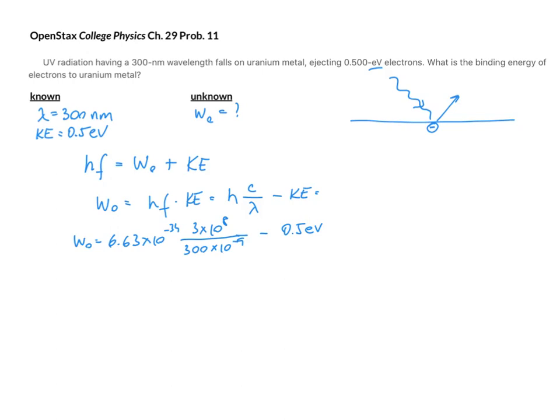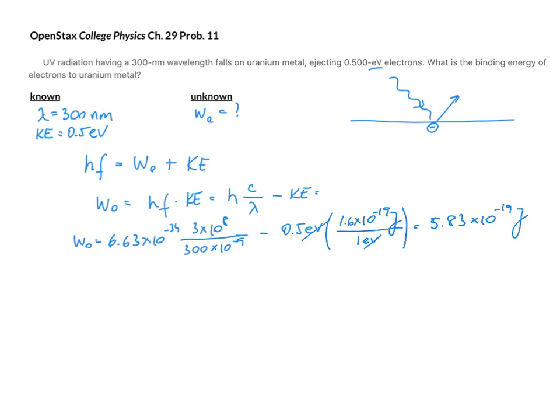So 0.5 electron volts, there are 1.6 times 10 to the negative 19 joules in 1 electron volt. So we cancel out that unit. And when we plug in all these numbers, we end up with 5.83 times 10 to the negative 19 joules.